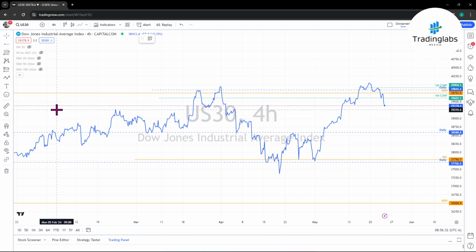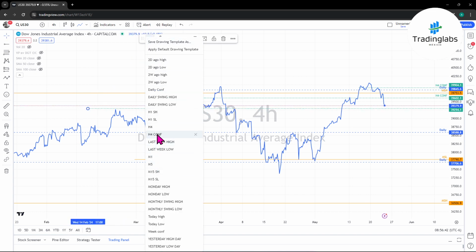So don't use candlestick. Don't use the candlestick chart to draw support and resistance. No, I don't use it.